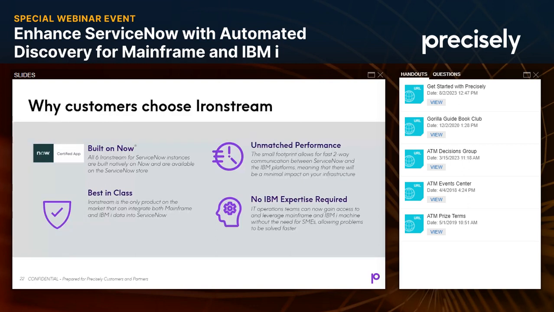Our software is aligned with ServiceNow and their technologies and the IBM platforms, where we tread very lightly without impacting the processes and the workloads that are actually taking place on those platforms. Plus, you don't necessarily need to be a subject matter expert in all things IBM to take advantage of the information delivered through Ironstream.